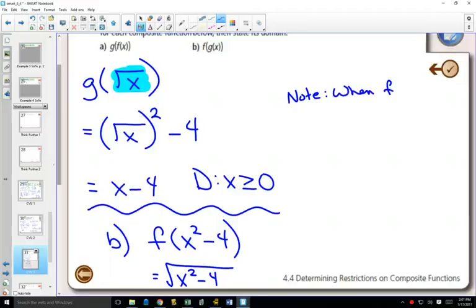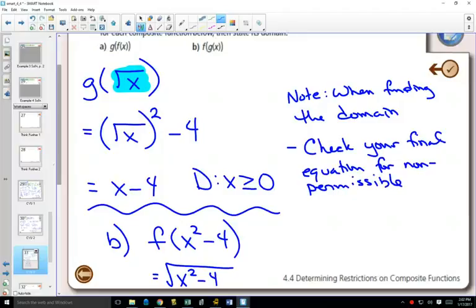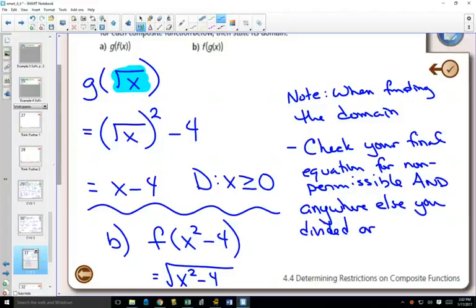Let's write a little note from what we've discovered in our last two questions. When finding the domain, you're going to check your final equation for non-permissible values and anywhere else you divided or square rooted.